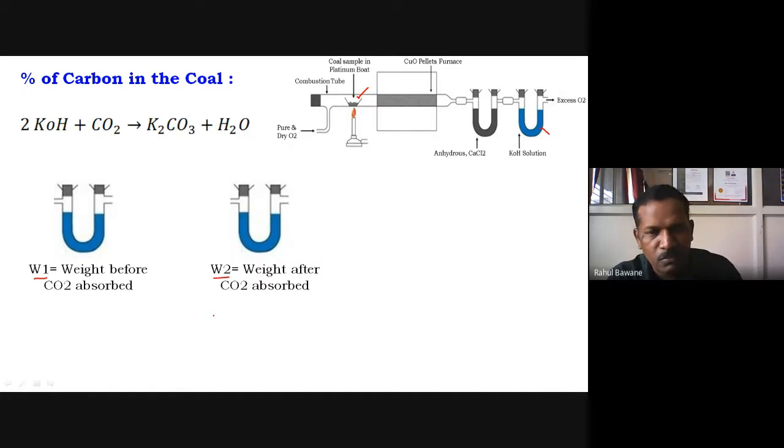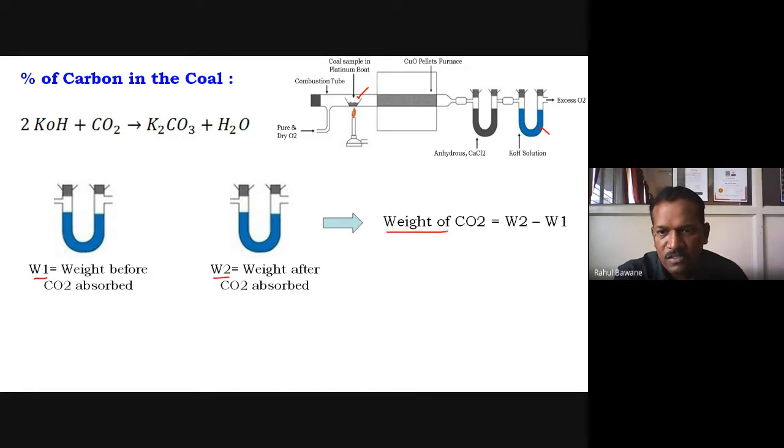From this, we come to know how much is the carbon dioxide. We are not directly calculating carbon. So from the difference of this weight, we come to know what is the weight of actual CO2 absorbed. So weight of CO2 is W2 minus W1. This much amount of CO2 is absorbed, or CO2 is evolved during combustion of this known sample of coal. Now from this weight of CO2, we are going to calculate the percentage of carbon.